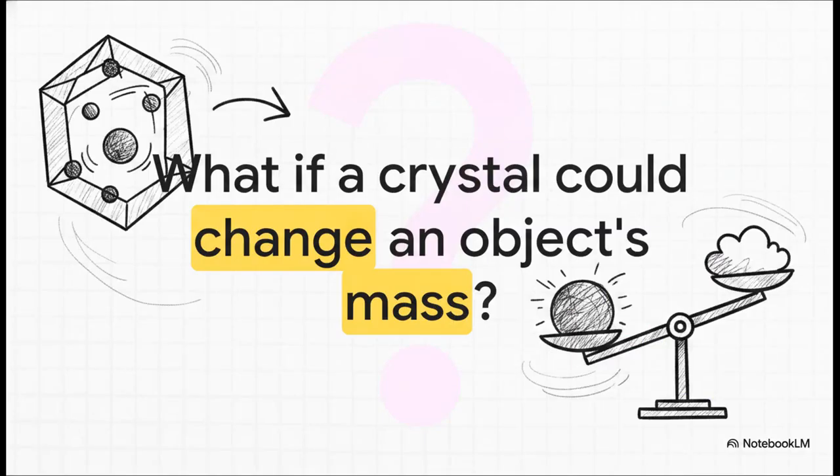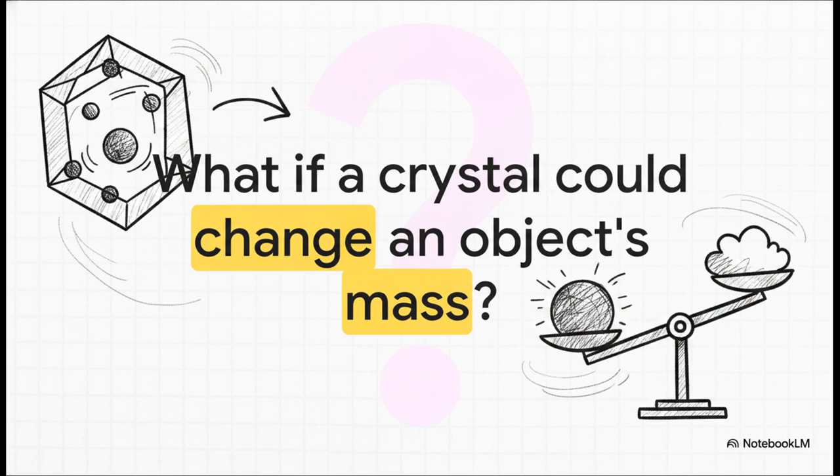So I want you to imagine a scenario where mass isn't just this fixed constant of nature, but rather an illusion dictated entirely by its environment. What if an object's mass could actually change just by dropping it into a crystal lattice? Well, today we are zeroing in on exactly that. It's a concept called effective mass.